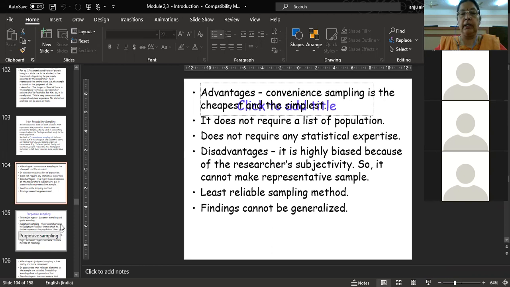So that is the kind of qualitative research which can be done by using this non-probability sampling technique, where you use convenience sampling. As per the researcher's convenience, you will select the sample from the population to be included in your sample.